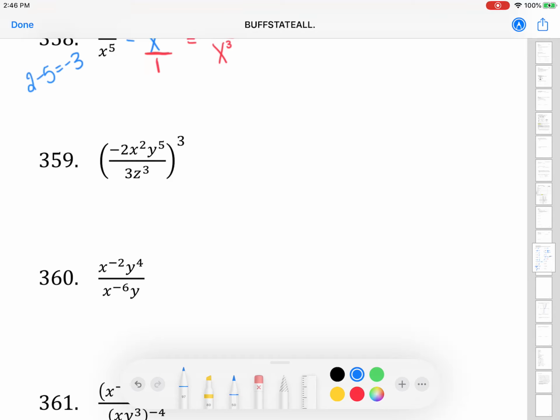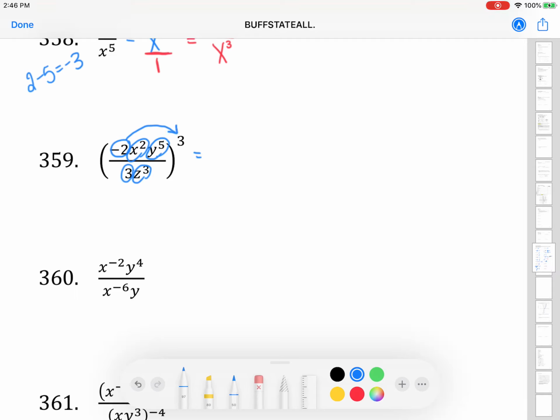All right, next one's got a lot going on to it, but it's actually only one step, so hang in with me. Try to think to yourself, what's being raised to this 3rd power on the outside? If you were thinking everything, your answer is correct. Everything is in the parentheses for this one, so that means everything's being raised to the 3rd power. So the -2 is being raised to the 3rd power, the x squared, the y to the 5th, the 3, and the z to the 3rd.